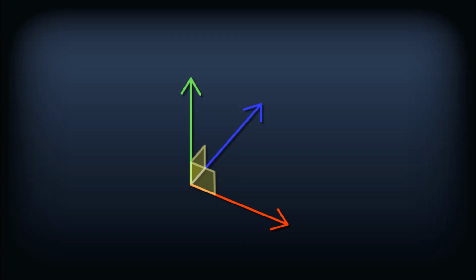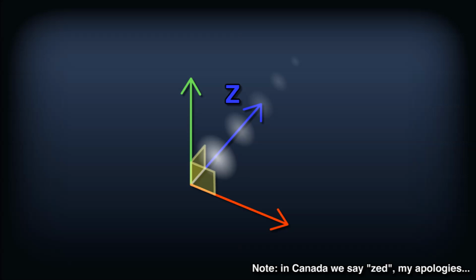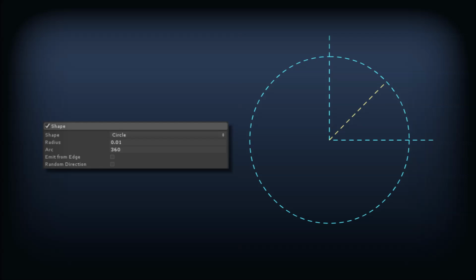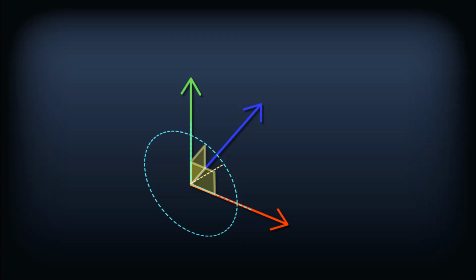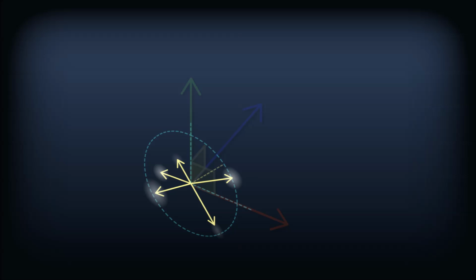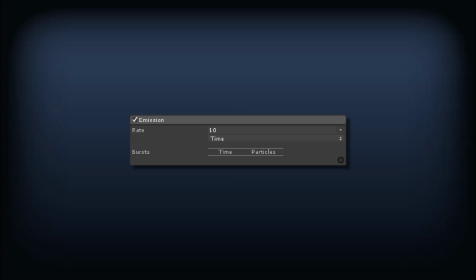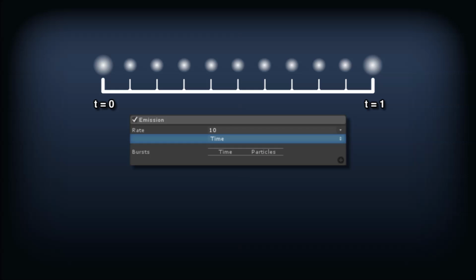That speed is applied along a direction. When there's no shape defined for the system, this speed is along the local positive z-axis. But in our case, we've got a circle shape defined. That circle is aligned with the z-axis, so the starting direction of particles will actually be a random direction in the local xy plane, multiplied by our random speed value. In the emission rollout, we have a rate of 10 and an emission based on time. This means the system should emit 10 particles per second, so we might expect to see the system spit out one particle every 10th of a second.